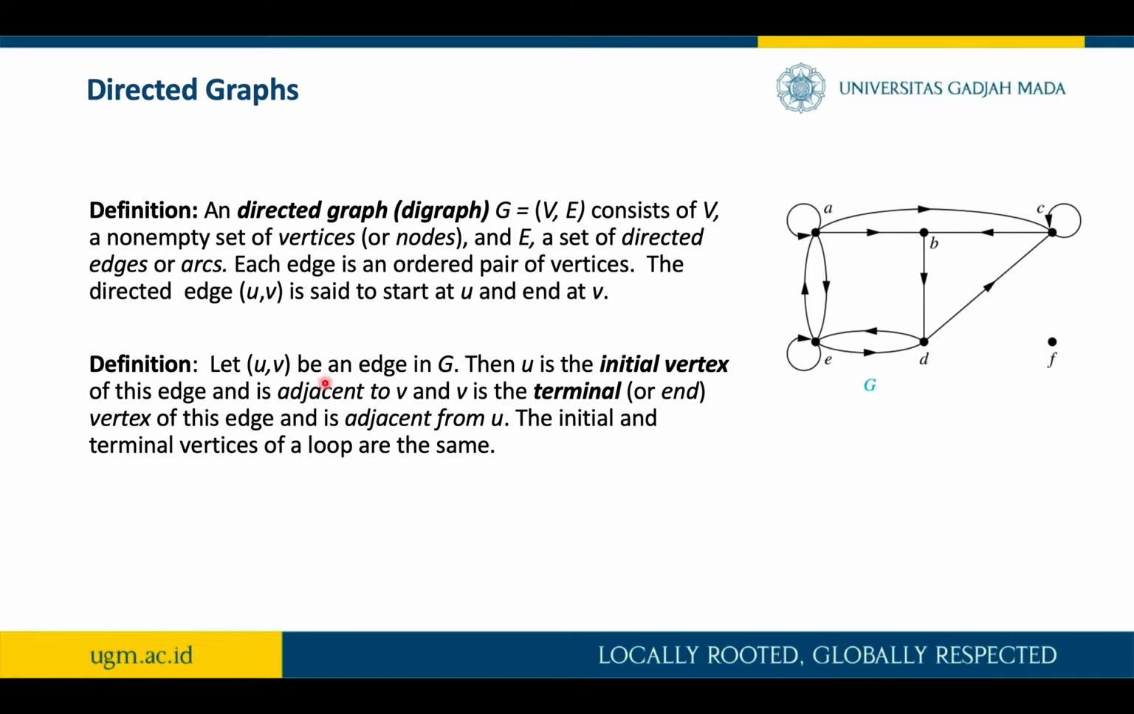Then for an edge UV, U is called the initial vertex of the edge, while V is the terminal vertex of the edge. If the initial vertex is the same as the terminal vertex, then we will have a loop. So for example here, we have loop A, loop C, and loop E.